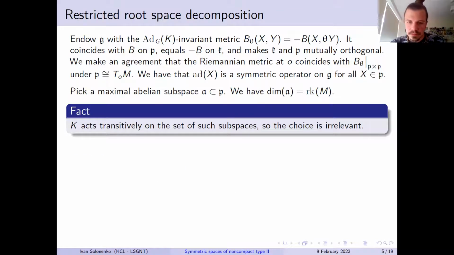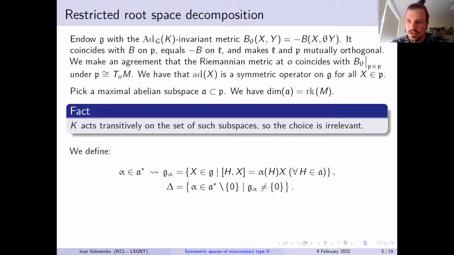That's the idea. Now, for every element α of 𝔞*, we define 𝔤_α. It's the subspace of vectors on which vectors from 𝔞 act just by multiplication by a constant, and this constant is the value of our functional α on this H in 𝔞. This is pretty much the same as you do in the roots theory of complex semisimple algebras. And with Δ, I denote those non-zero α for which this 𝔤_α is non-zero.